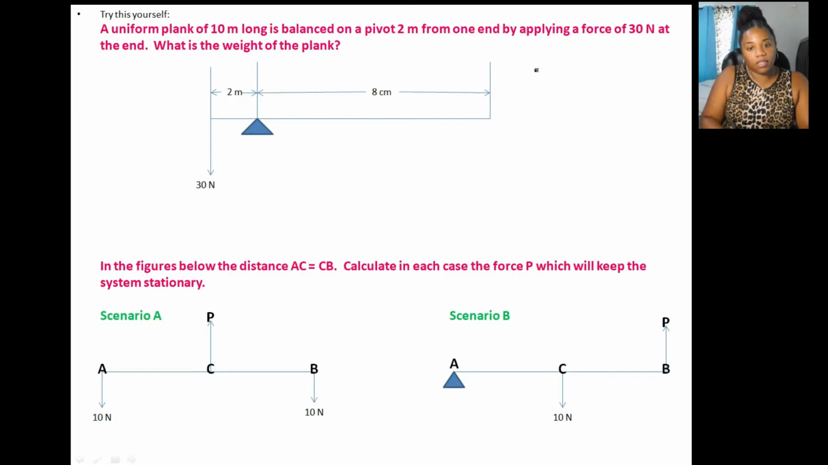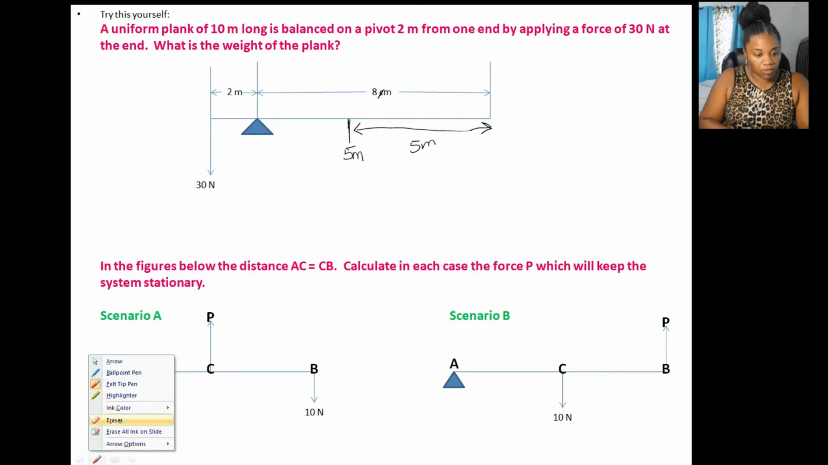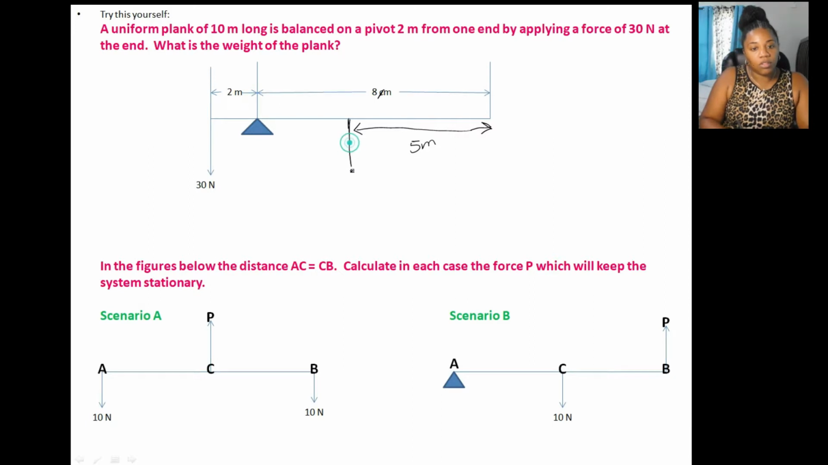Alright, so the length of the plank is 10. Therefore the weight would act at the center, which would be 5. So let's say this is about 5 in between here. 5 meters. So this is a mistake, so it's 5 meters. And so we know from here to here would be 5 meters. Anyways, this right here. So from here to here will be 5 meters. Then the weight will be acting downwards, right? So this is 5 meters, 5 from 8 will leave 3 meters towards the pivot, right?